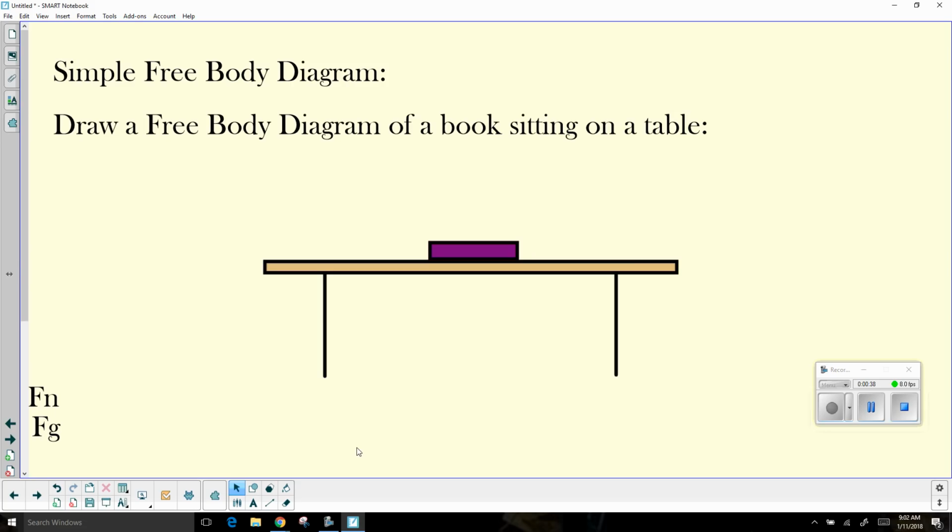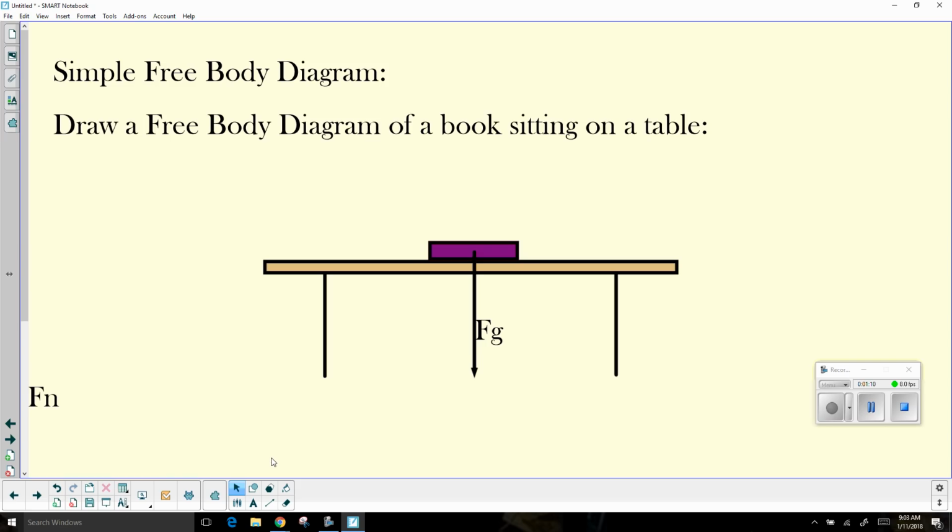Here is a book sitting on a table. So when a book is sitting on a table, there are two forces that are being applied to this book. The first force is the force of gravity. So I'm going to depict the force of gravity by drawing a vector going down towards the center of the earth, and it's going straight down perpendicular to the floor because gravity acts straight down. I'm going to label that vector F g.